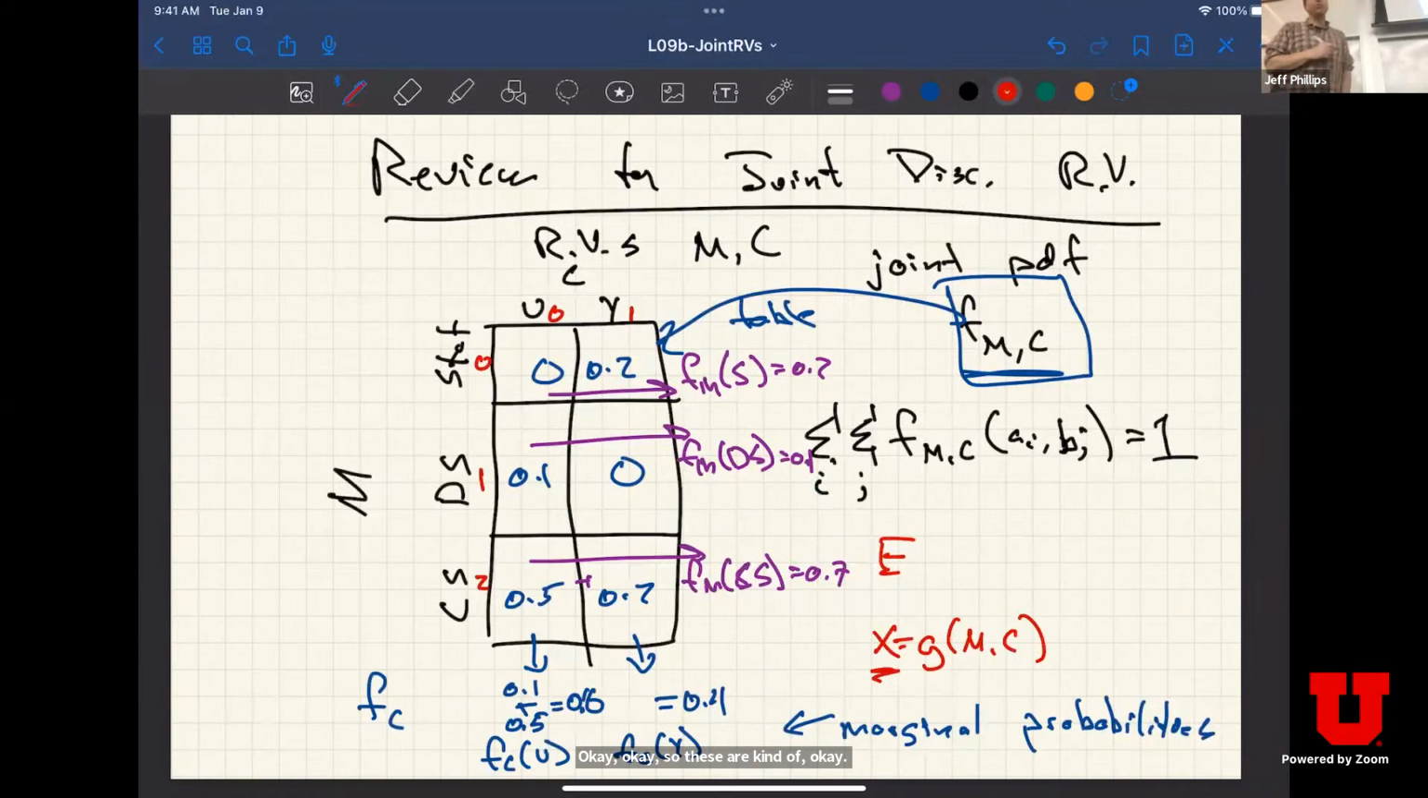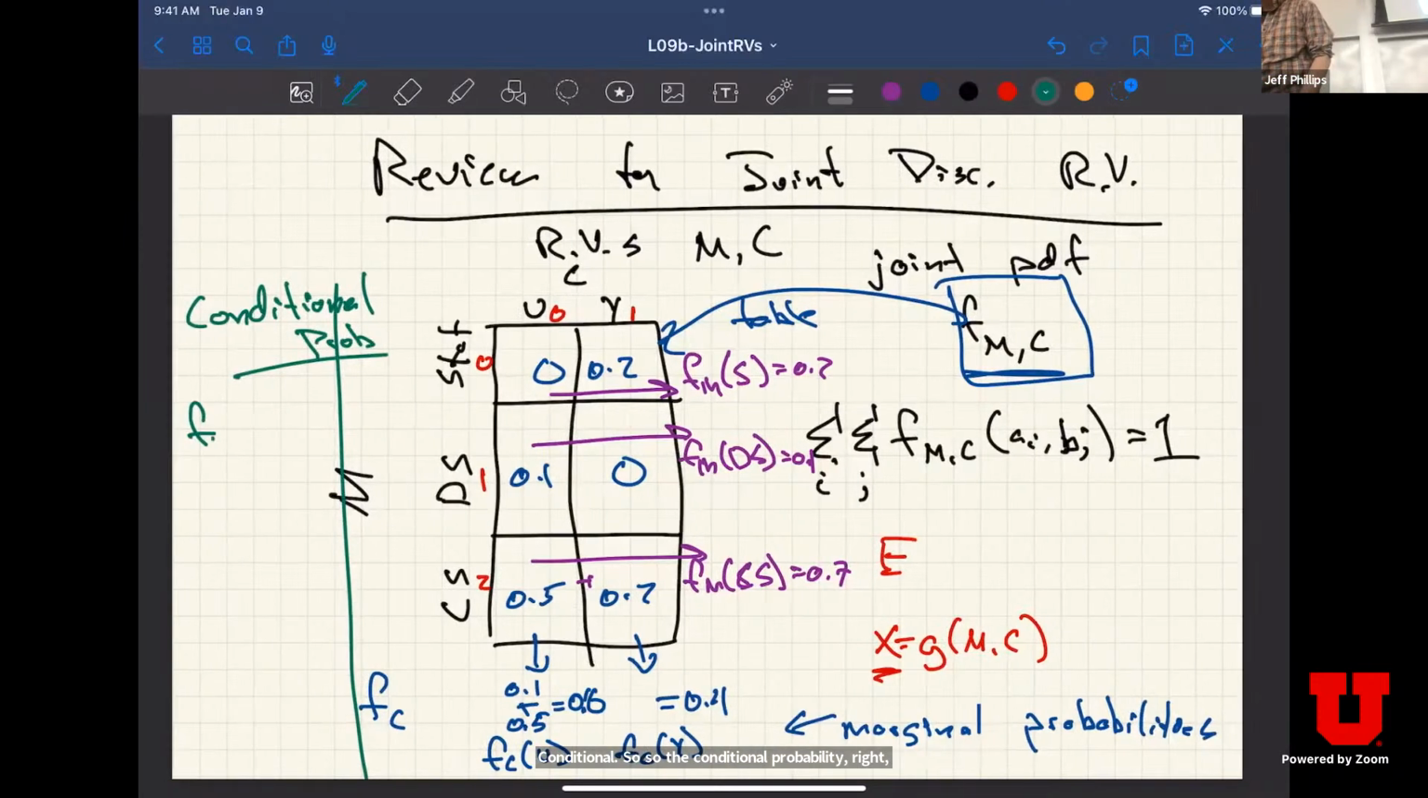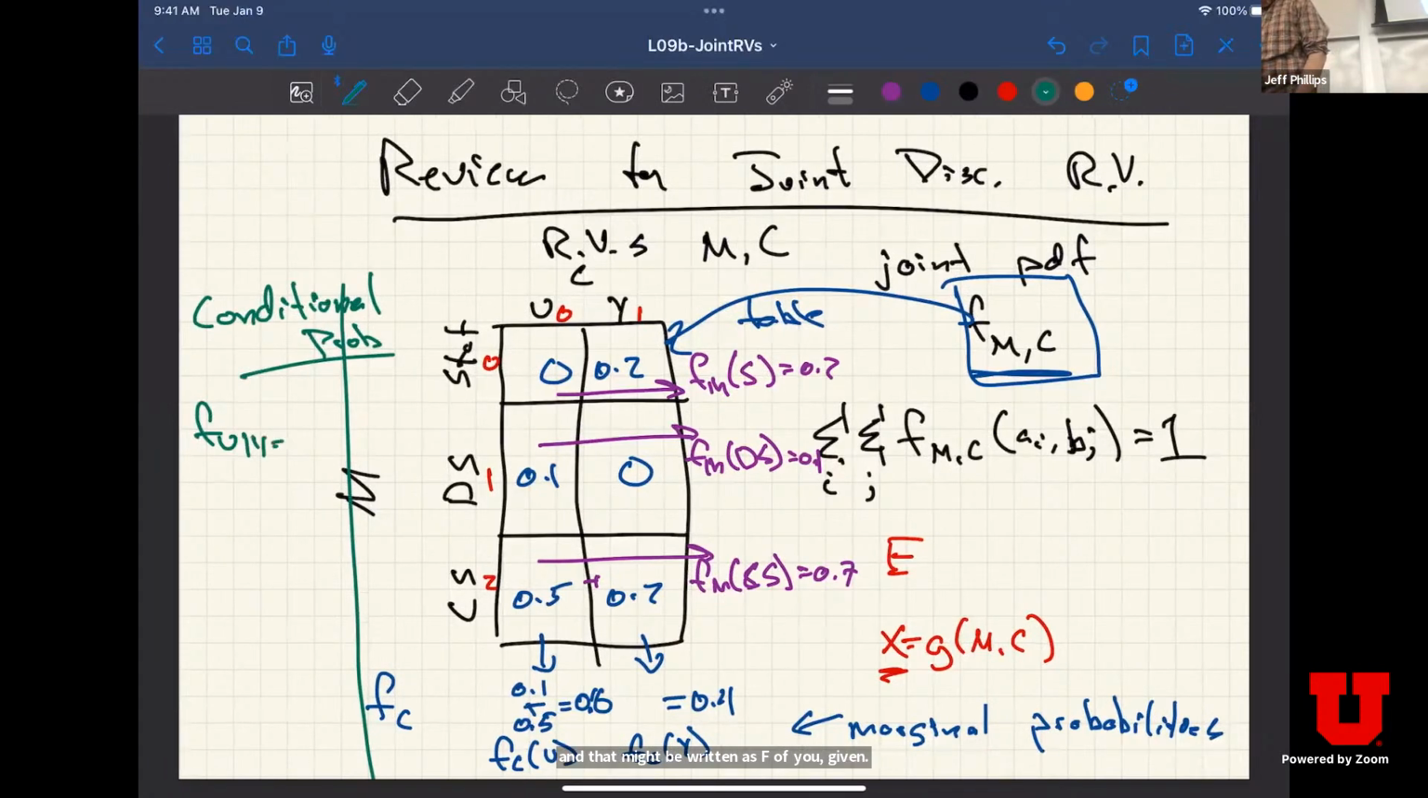Okay, the one last thing you might want to be able to do is the conditional probability. That might be written as f of u given y equals f of m given that college equals u. So this would be the conditional. This gives me a conditional PDF of the major, given that the college is the University of Utah.